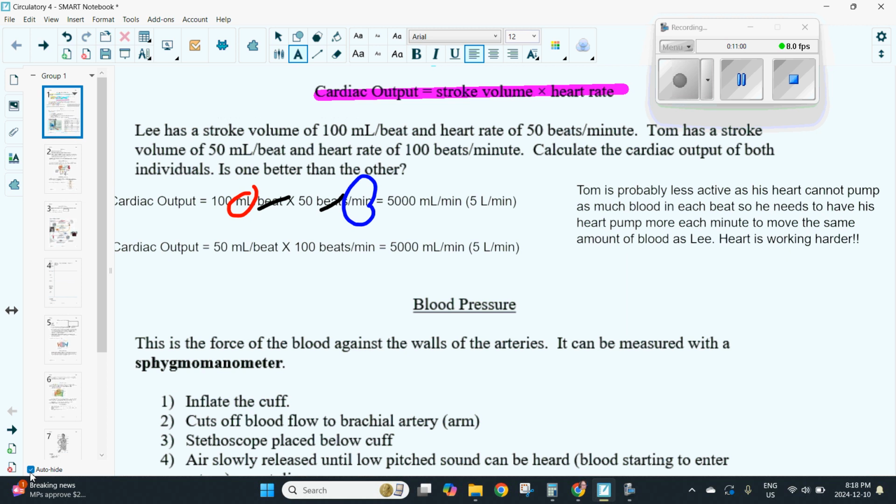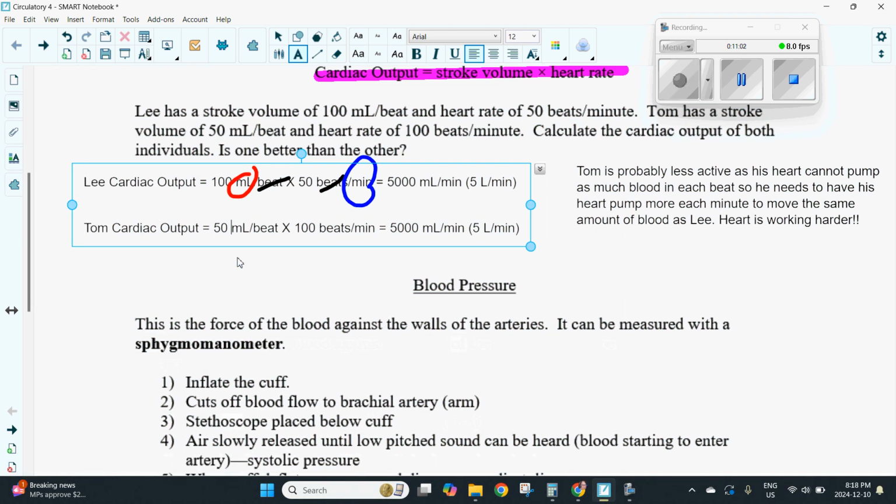Okay, so that took me 10 minutes. Let's try to get a little quicker here, Bodner.